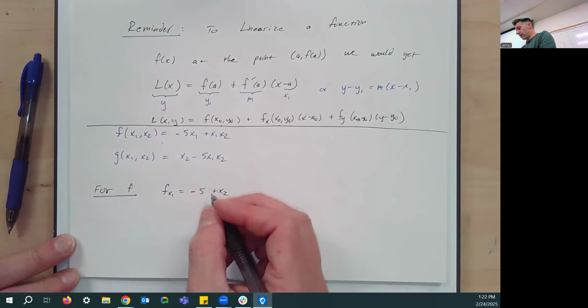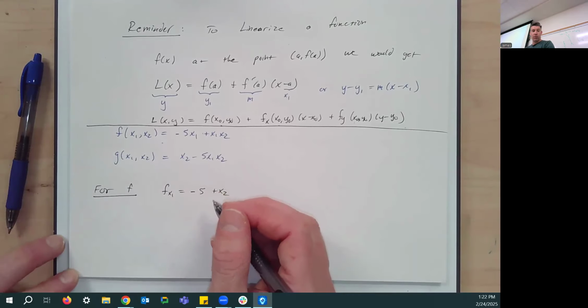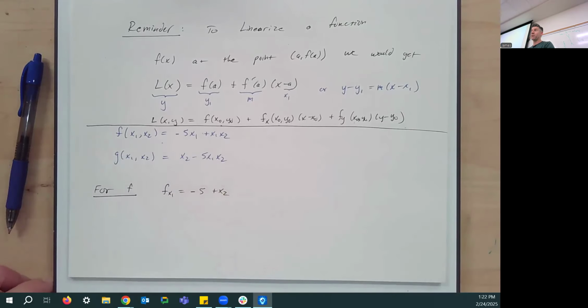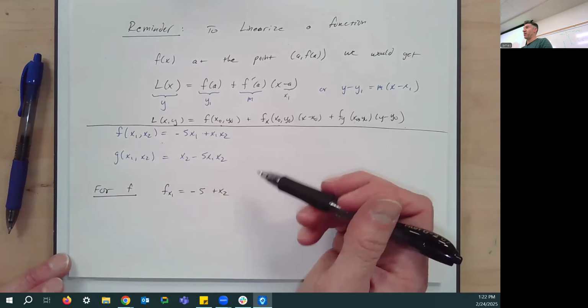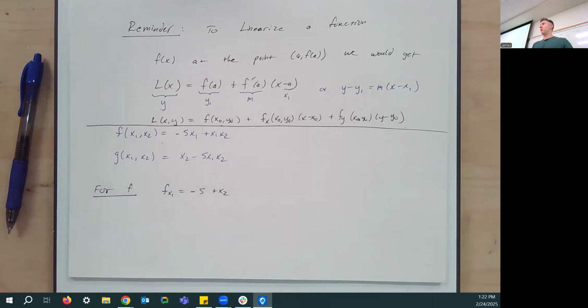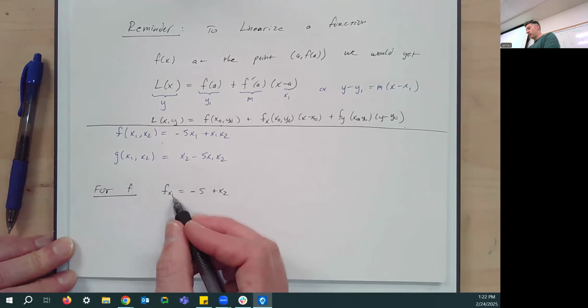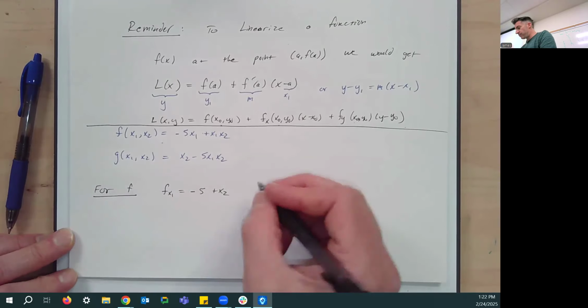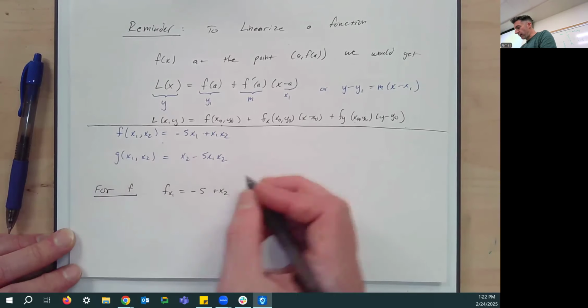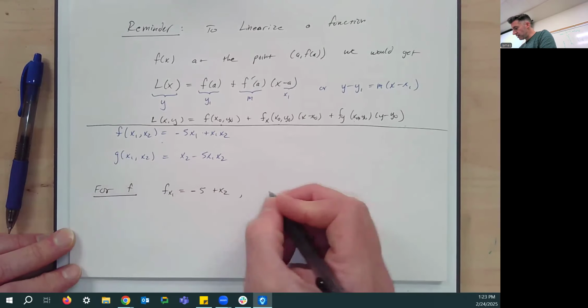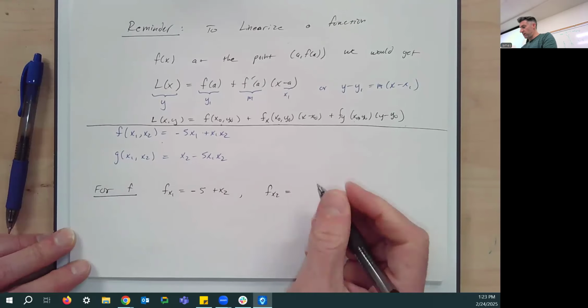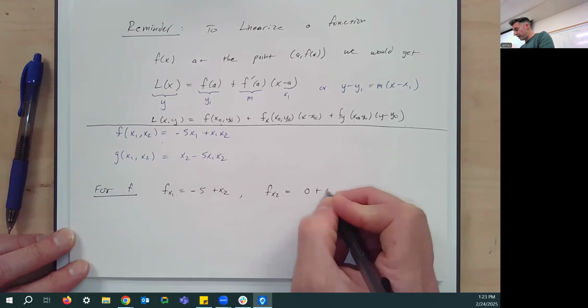And I actually don't want to plug in a point right now, and here's why. If I plug in a point, I have to pick which of my equilibria I'm going to plug in, whether it's 0, 0 or 1/5 comma 5. And I want to leave my options open. So let's leave it like this. There's my partial with respect to x1. And then the partial with respect to x2 is going to be 0 plus x1.